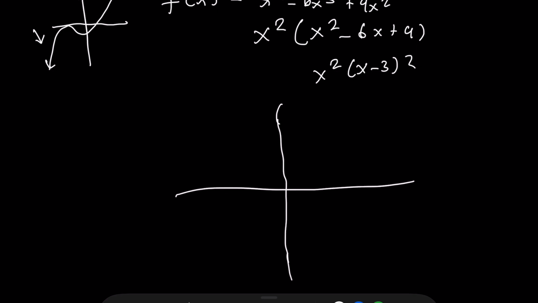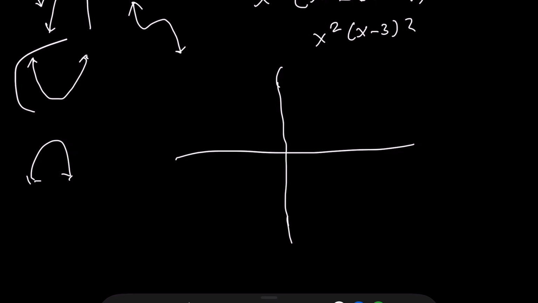So the end behavior of an even polynomial is going to look like this. It's also not negative, so you don't have to worry about it. If it was negative, it'd be like this. And if the odd was negative, it'd be like this. But since this is positive, it's going to be this guy.